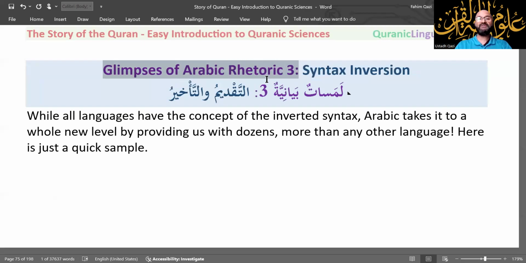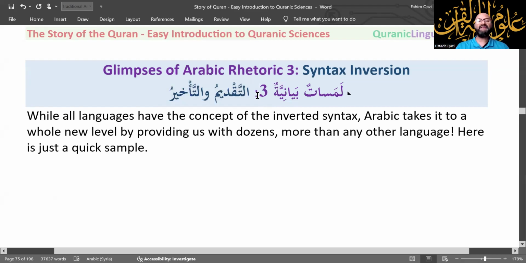Glimpses of Arabic Rhetoric Part 3, Syntax Inversion, لمسات بيانية. ثالثا التقديم والتأخير. We have been looking at glimpses of Arabic rhetoric by looking at three simple areas that do not require advanced knowledge of the Arabic language. And the third area is at-taqdeem wa ta'khir, syntax inversion.